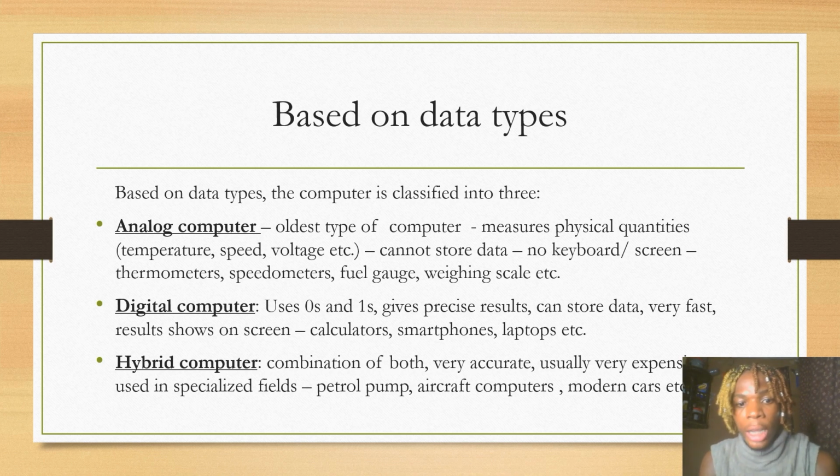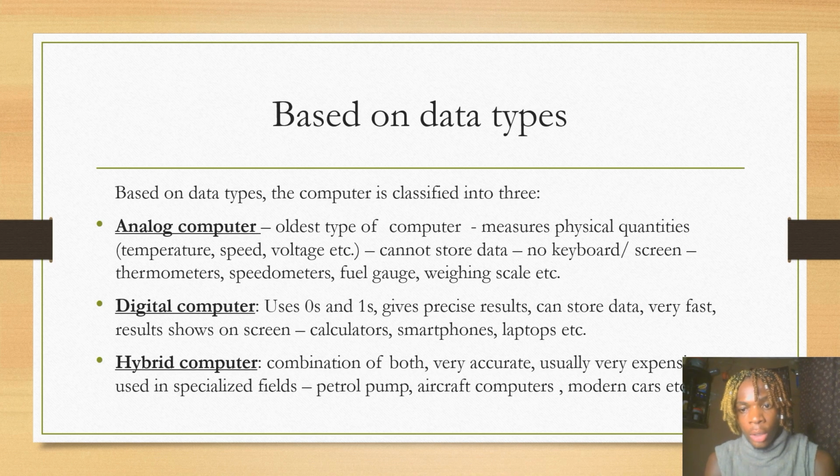And then we go to the hybrid computer. The word hybrid means the hybrid computer is the combination of the analog computer and the digital computer. It takes what they do, combines it, and forms its own self. That's how the hybrid works. It's very accurate, it's usually very expensive, and it is used in specialized fields. For example, at the filling station, the petrol pump is an example of a hybrid computer.